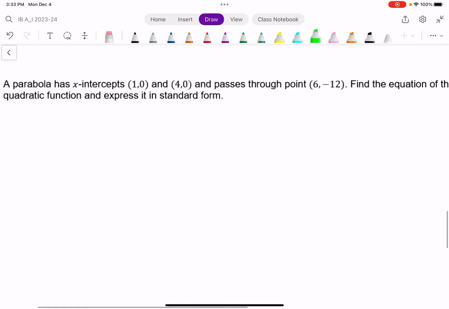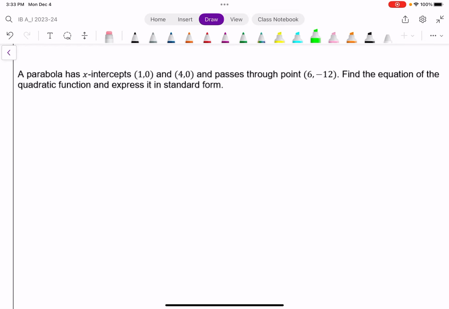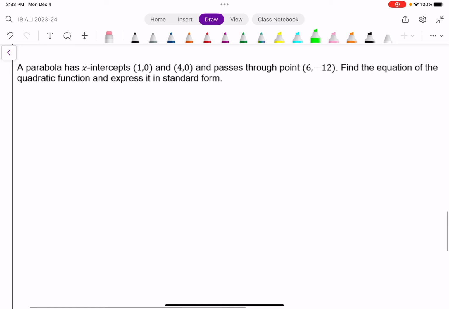I have a parabola, and I know the x-intercepts, and I know another point. So from that, I want to find the equation of the quadratic function and express it in standard form. So first, let me realize if there are x-intercepts here and here, then I know this function must have factors of x take away 1 times x take away 4.